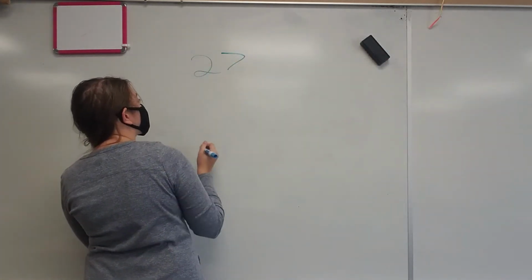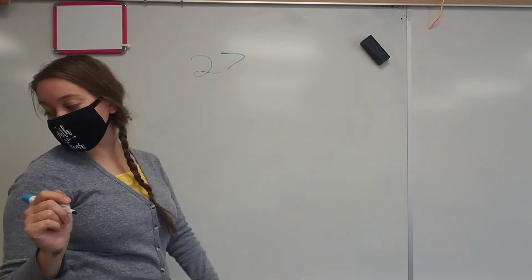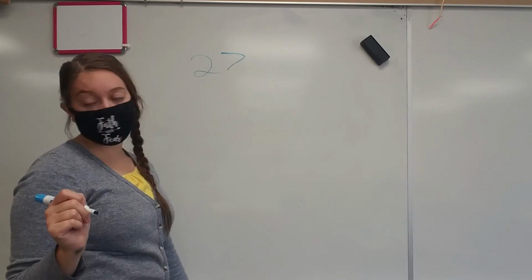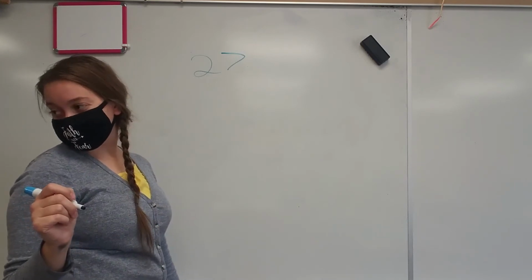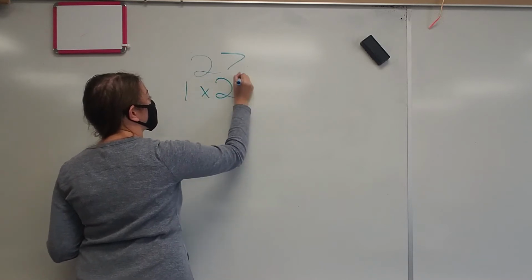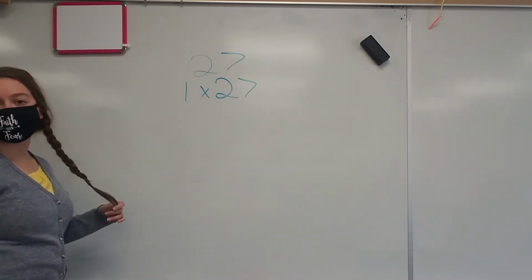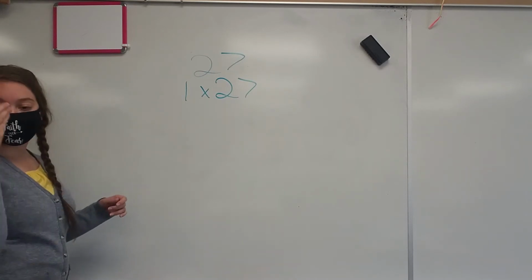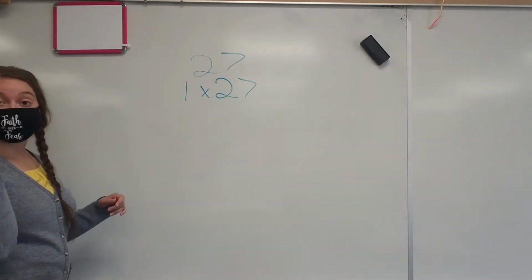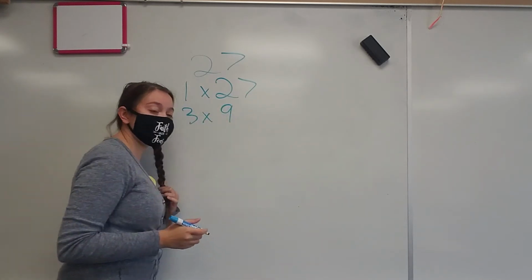27. What is my first equation I need to write down? 27 times... Perfect. 1 times 27. Lillian, what's my other one? 9 times 3. Good. 3 times 9 equals 27, right?